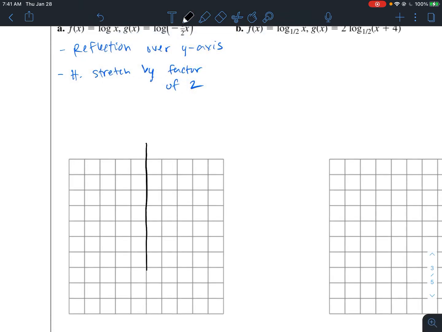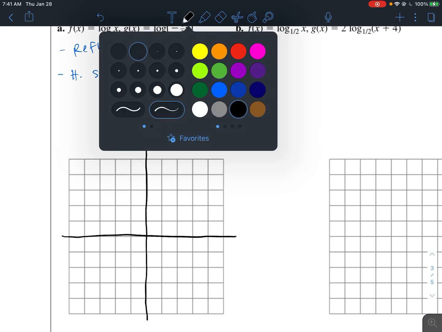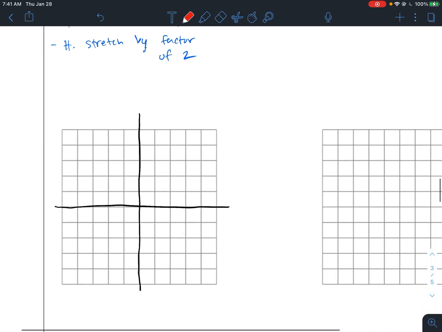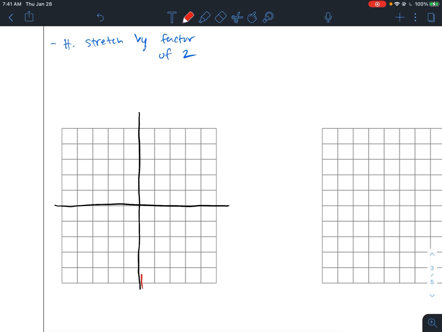So graphing this, I'm just going to draw my x and my y-axis this way. So first of all, let me go ahead and draw the original function, which is log of x, just to remind people what the log looks like. So it should look something like that.